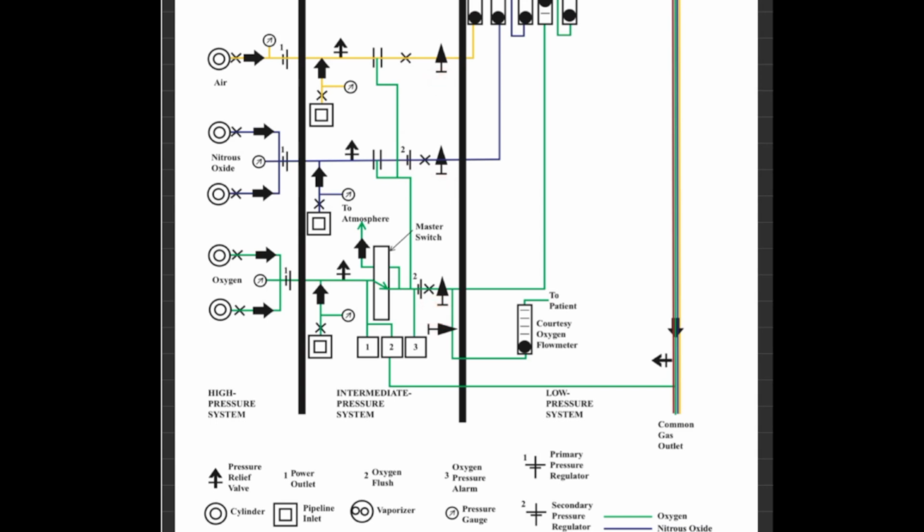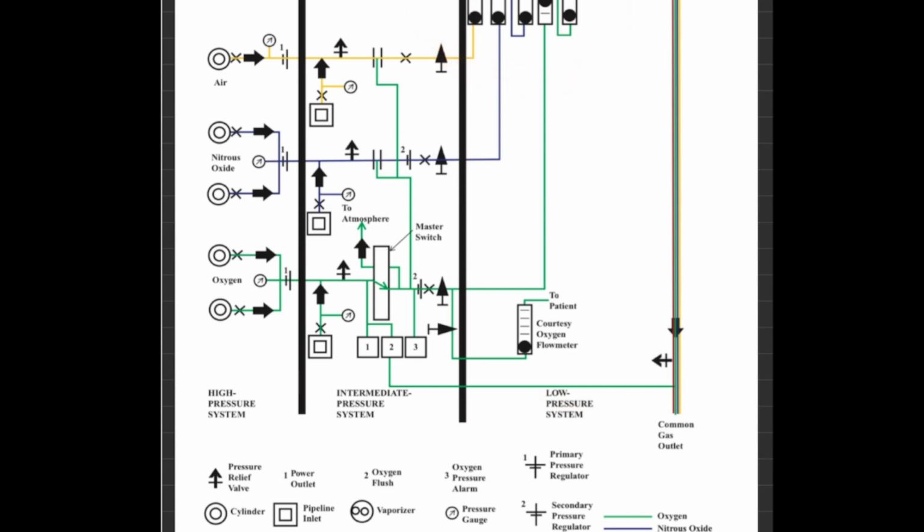Up till here, this is the intermediate pressure system. Then we have an auxiliary flow meter and a flow control knob for that as well. From here on, we have the low pressure system. Low pressure system includes flow meters.